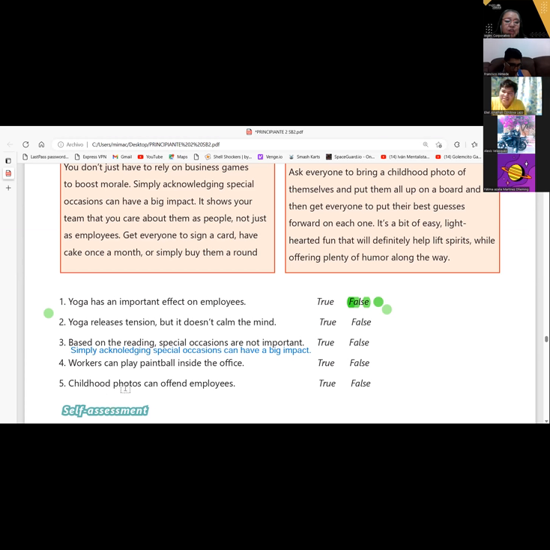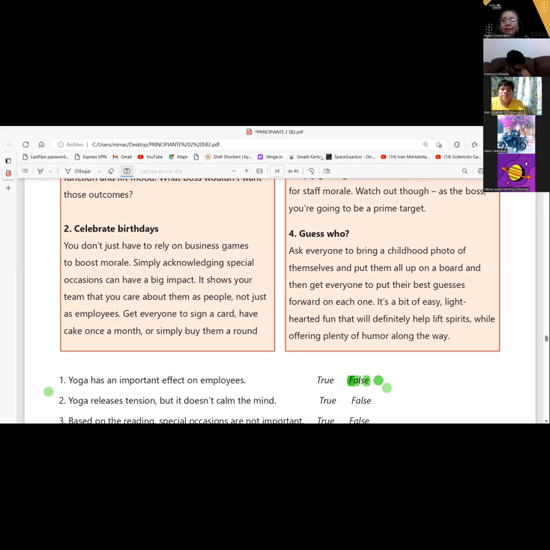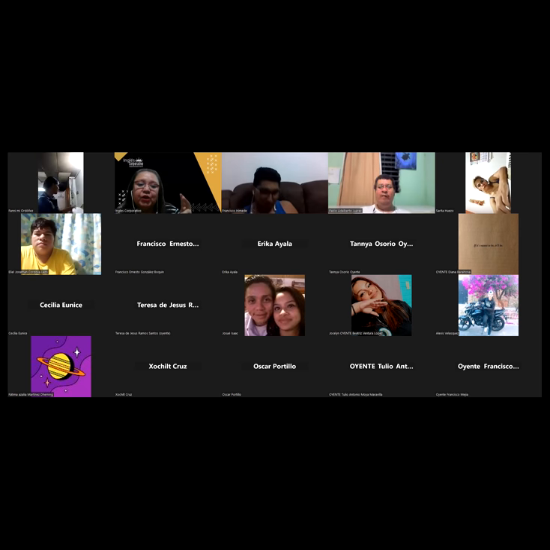Now, number five, childhood photos can offend employees. False, okay, because it is the guess who. I don't know if you have seen your pictures when you were little children and you see one of your classmates or your friends' photos when they were little. In some cases, they have some features that are similar now that they are adults. But in some other cases, they look absolutely different, yeah?